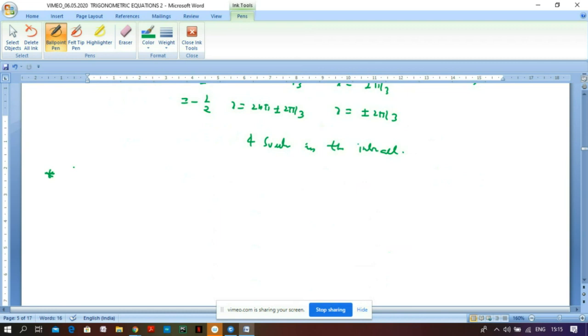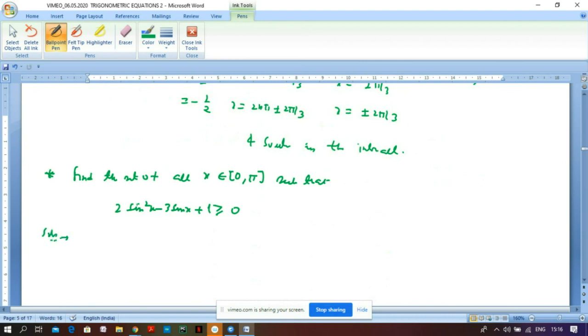Okay, let's do one inequality. So you want to find the set of all x that belong to 0 to pi, closed, such that 2 sine square x minus 3 sine x plus 1 is greater than or equal to 0.